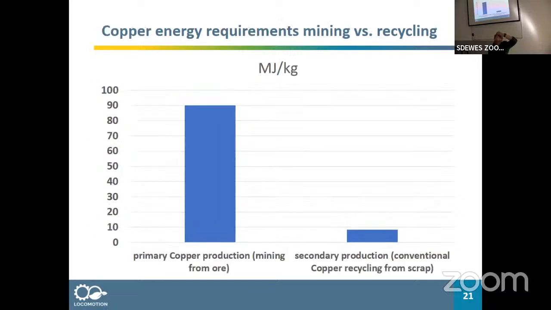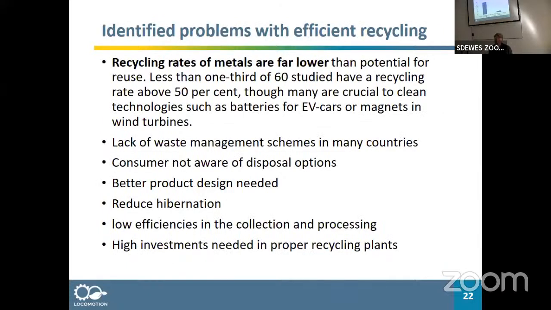So we see a similar trend for energy requirements in mining versus recycling for copper. That is also true for most of the materials, actually. For some it's not, but for most it is the case. So what are the identified problems with recycling? We have a very low recycling rate for many of the materials, and there's a lack of waste management schemes in many countries. Also, consumers are not aware how to dispose of certain products. And we need a better product design.